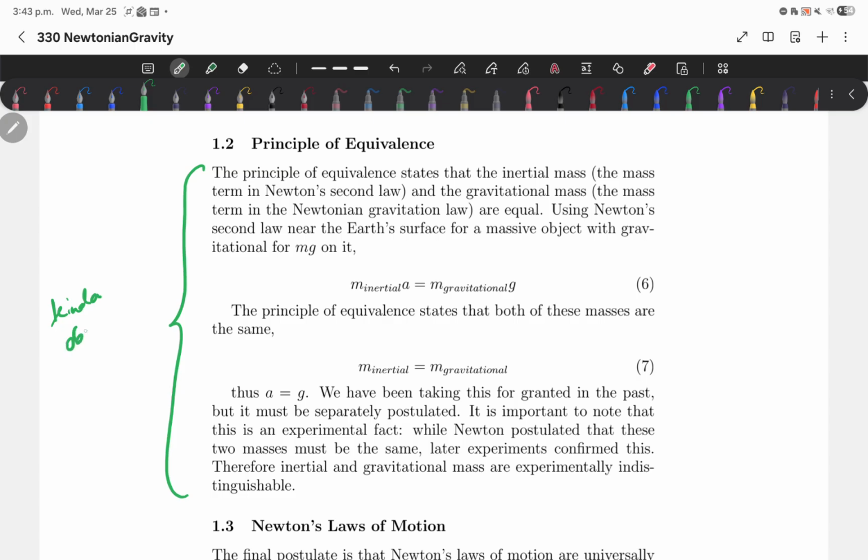So you can cancel the m's, and you get the result that the acceleration due to a gravitational field is independent of the mass. Okay, this was important for a couple reasons. One, Galileo, we'll talk about that in a couple slides here, but Galileo had done a bunch of experiments showing that objects fall due to the gravitational field independent of their mass. And later, many experiments have tried to distinguish these masses. They all come back that they're the same. So, this is a statement of Newtonian gravity.